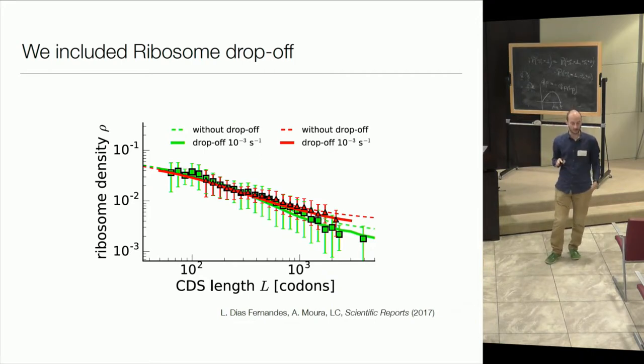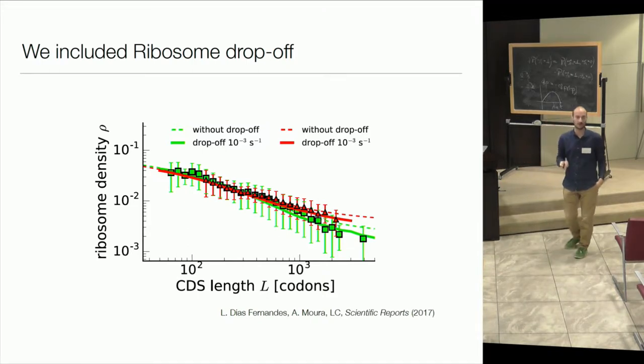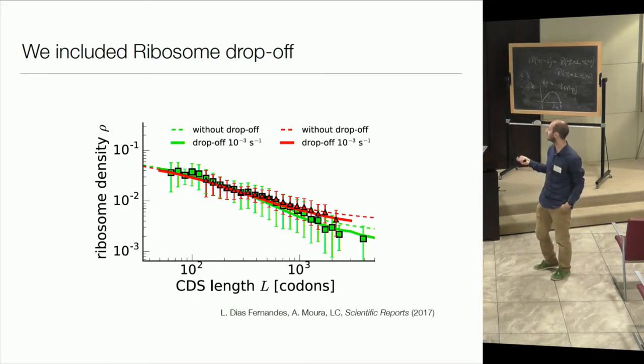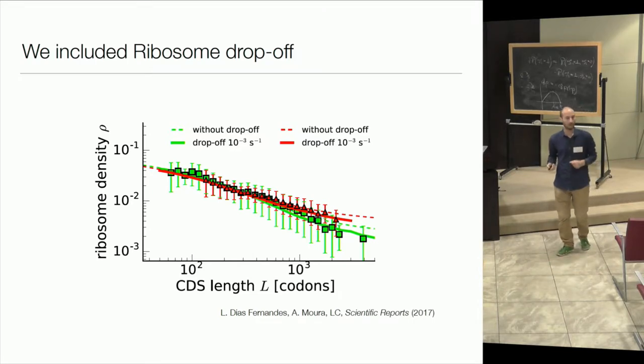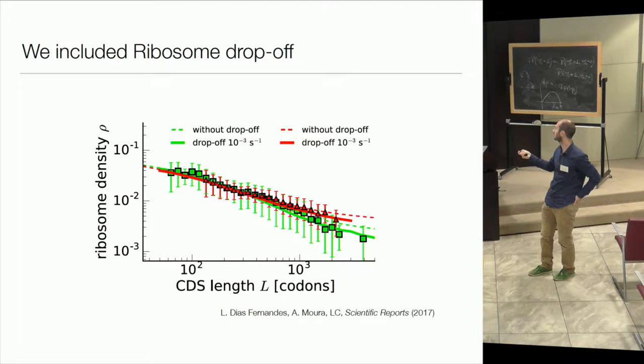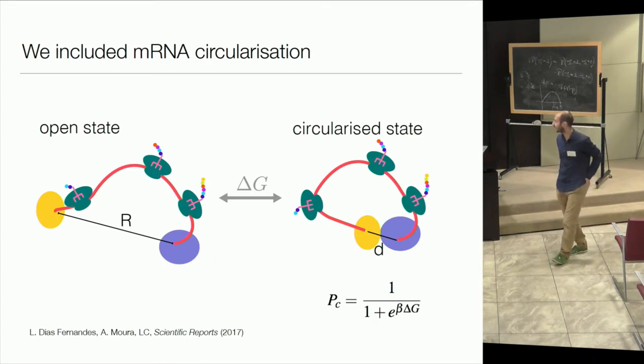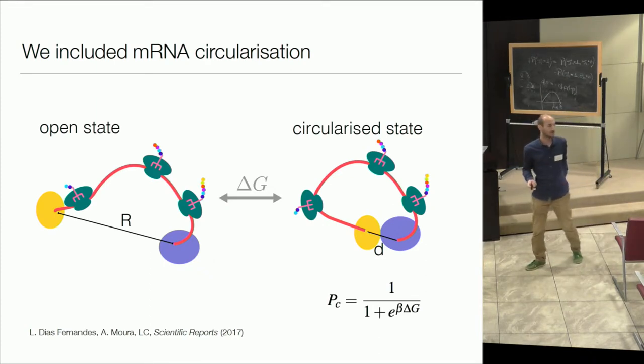The drop-off rate is of the order of 10 to the minus 4 per codon, and so it starts becoming important in this regime. So we did some simulations also. We tried to include drop-off in the simulations, and without drop-off, the solution that I showed you before is the dashed lines there. With a drop-off of the order of 10 to the minus 3 per second, which should be the physiological experimentally observed drop-off rate, we get probably a better fit in this long gene regime.